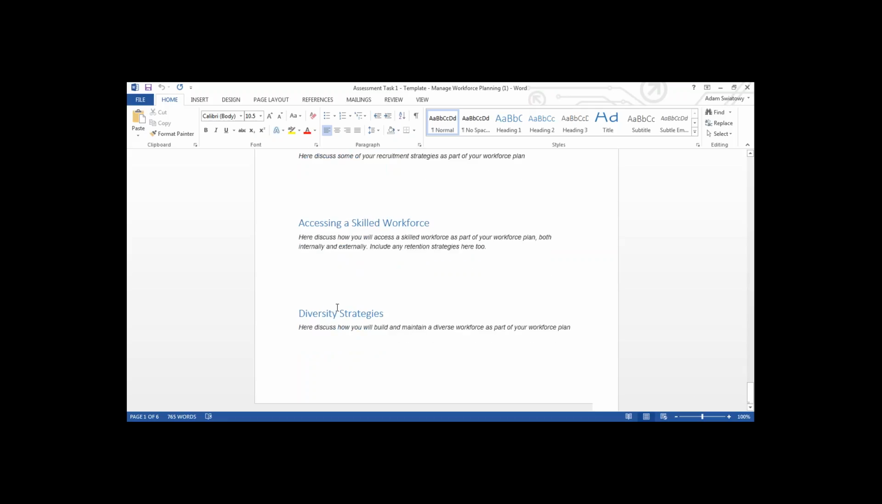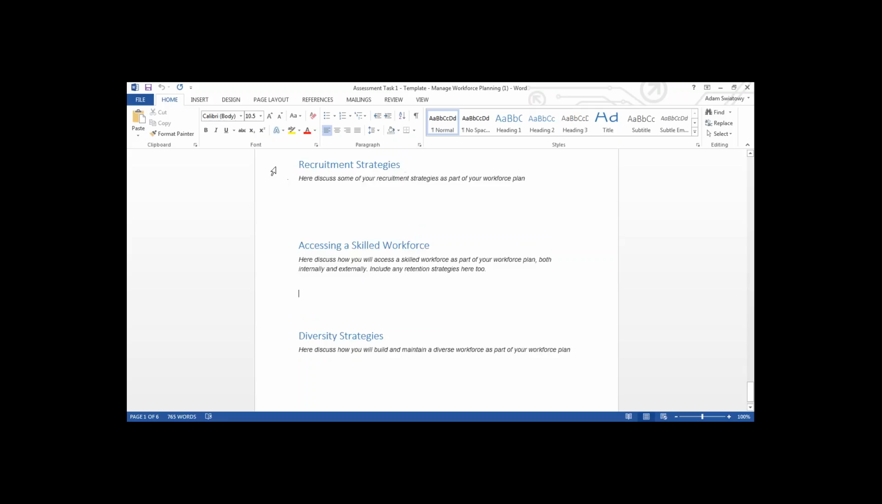And diversity strategies, which you can link to the first one. So recruitment strategies and diversity strategies. So what we want to know with diversity strategies is how can we build and maintain a diverse workforce? So when we're talking about how to build a diverse workforce, it might be part of what you're including in your recruitment strategies, because one of the strategies you might have with your recruitment might be to attract a diverse workforce.